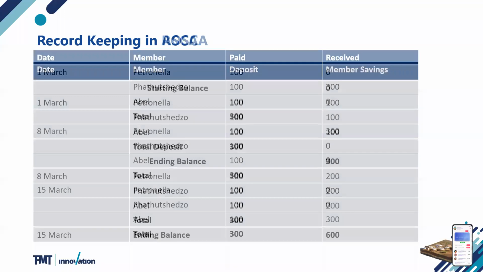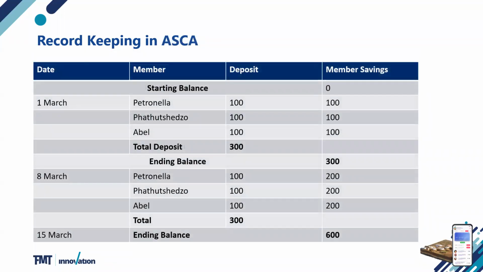Now, the next slide is going to show what record keeping would look like in an accumulated savings group. And that table shows an example of record keeping for two meetings. And for simplicity, I've only included 3 members. But in real life, if this group is made up of 22 members, then we would be seeing the deposits that were made by all the 22 members and the member savings at the end of each meeting.